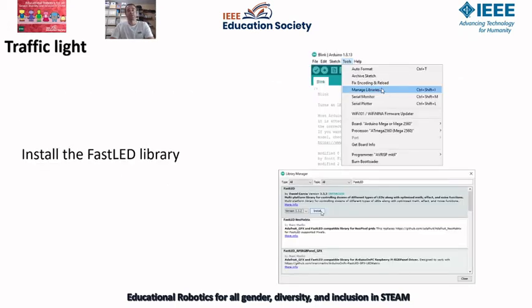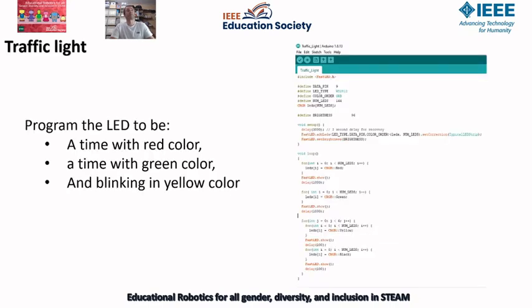To use these LED strips and program them in a simple way, we are using the FastLED library, and to install this library you have to click on Tools, Manage Libraries, and in the window that appears you can write down FastLED and click on the Install button to install the library in your Arduino IDE. To program an LED you can use the following program.